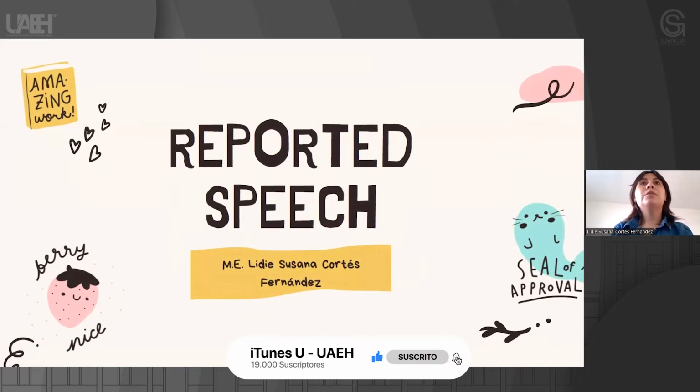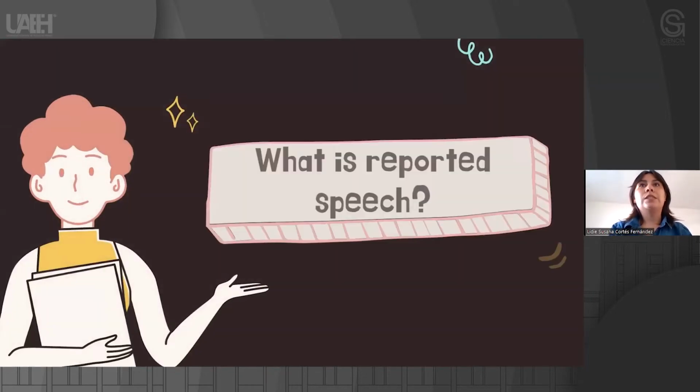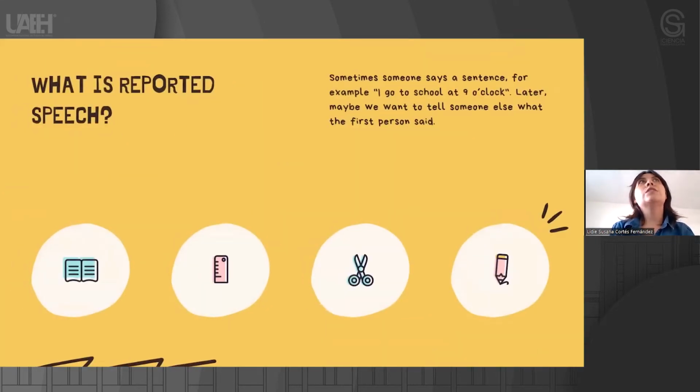Today, we're going to learn about reported speech. Reported speech comes in many tenses, but today we're going to learn about reported speech in present tense. So first, what is reported speech? Well, reported speech is when someone says a sentence or a dialogue. For example, "I go to school at 9 o'clock." And later, maybe we want to tell someone else what the first person said. So it is something that you said before, and now you continue saying it.